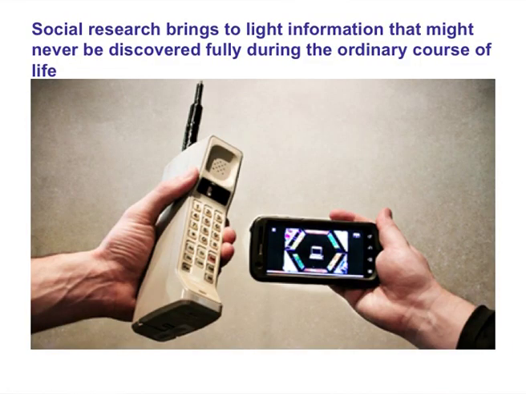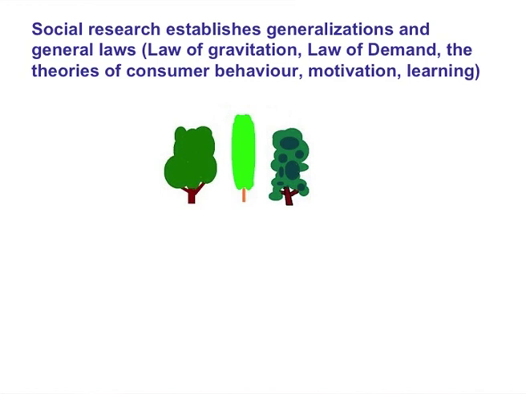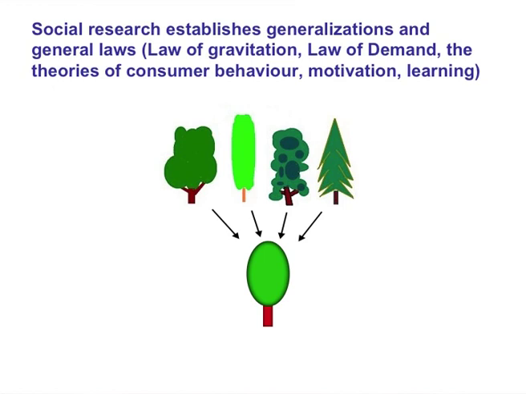Second, social research brings to light information that might never be discovered fully during the ordinary course of life. For example, marketing research could result in discovery of new uses for an old product. Third, social research establishes generalization and general laws and contributes to theory building in various fields of knowledge. Our knowledge of separately known events is connected together to draw generalization and general laws.